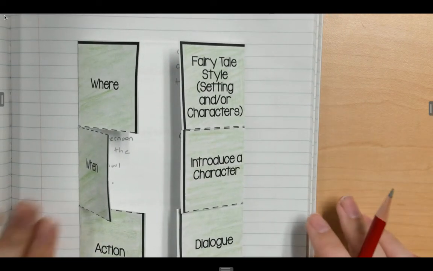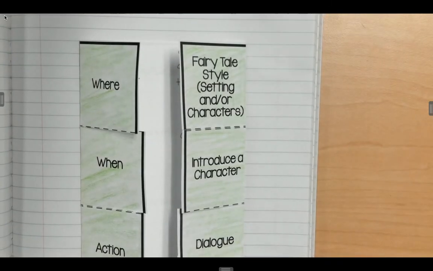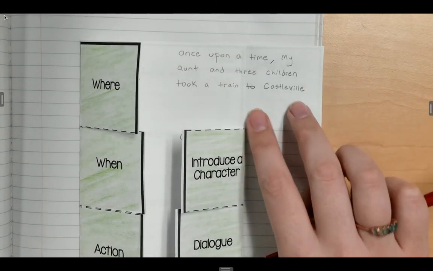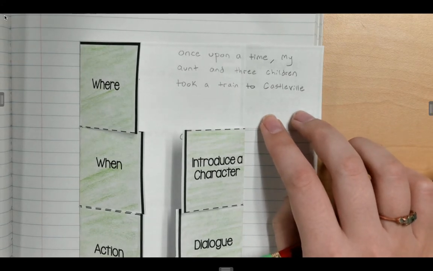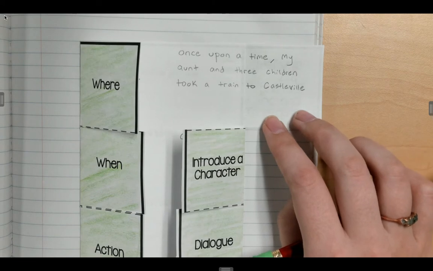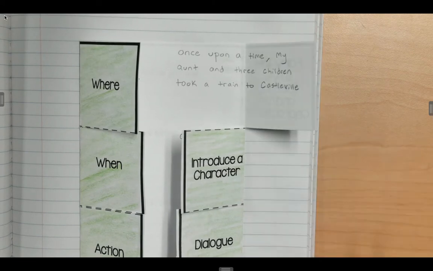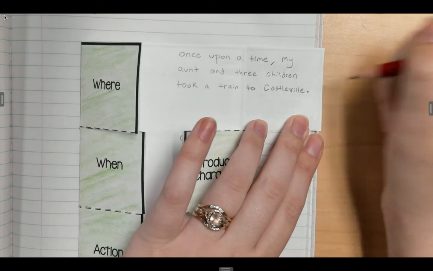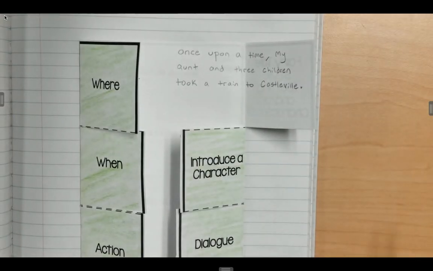Now, if we go back up to fairy tale style, setting, and characters, we can say the phrase that I'm sure we've all heard before. Once upon a time, my aunt and 3 children took a train to Castleville. And you need a period at the end of your sentence. A lot of fairy tales do start with that once upon a time or long, long ago, or any of those phrases that typically start a fairy tale.